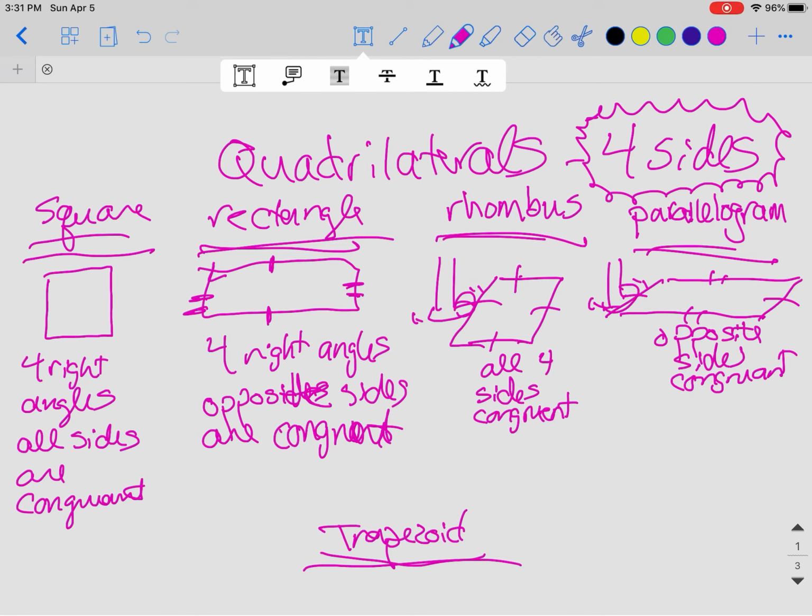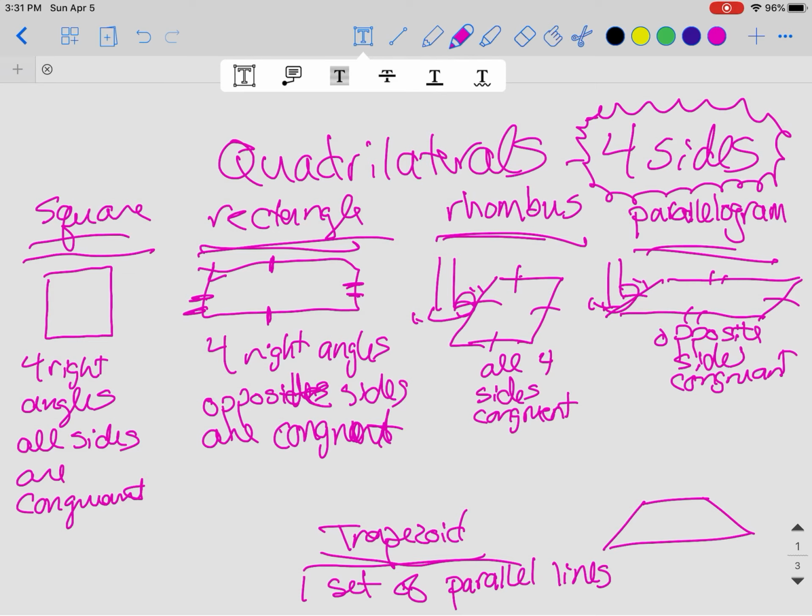Then finally, there is a trapezoid. The trapezoid is kind of like the oddball of the group. In order to be a trapezoid, again, you have to have 4 sides, and the only rule is 1 set of parallel lines. So this is a trapezoid because both of the bases, both the top and the bottom, are parallel.